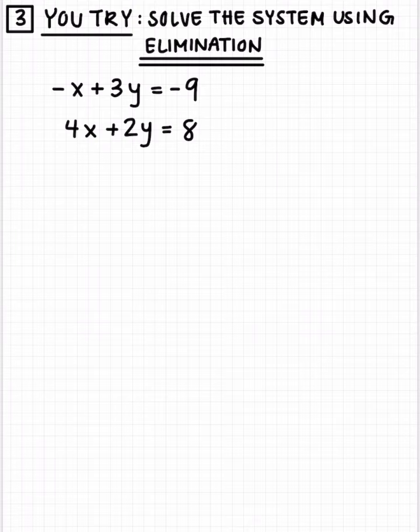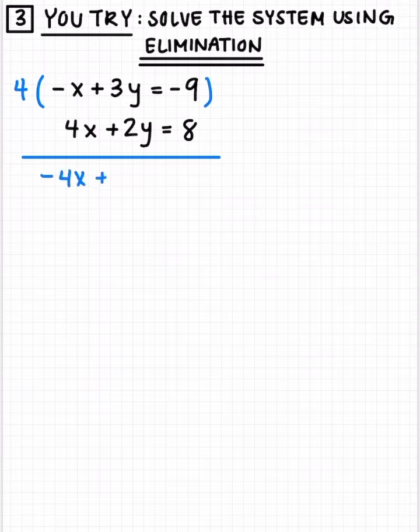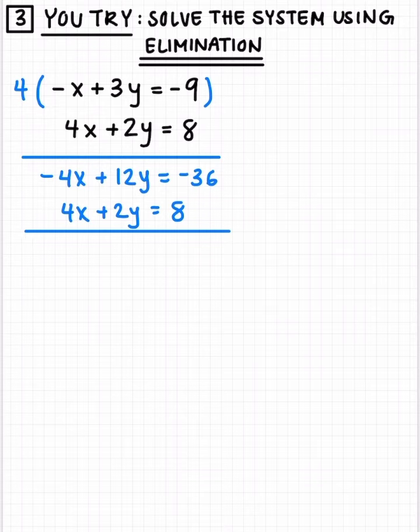So our first step is to notice that we have a negative x here and a 4x here. And that would be great to have a negative 4x here, so our x terms cancel out. So we can do this by multiplying our first equation by 4. And if we rewrite this, 4 times negative x is negative 4x, plus 4 times 3y is 12y, equals 4 times negative 9 is negative 36. And we'll rewrite our second equation down here.